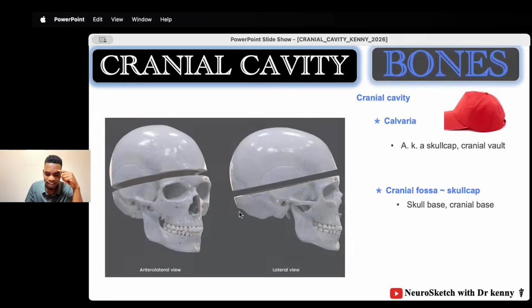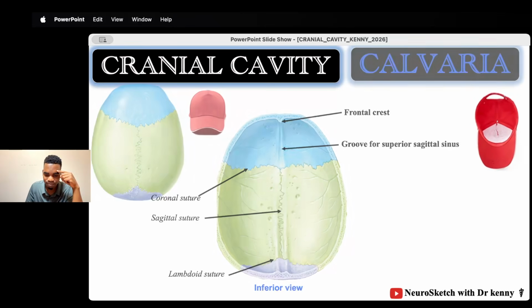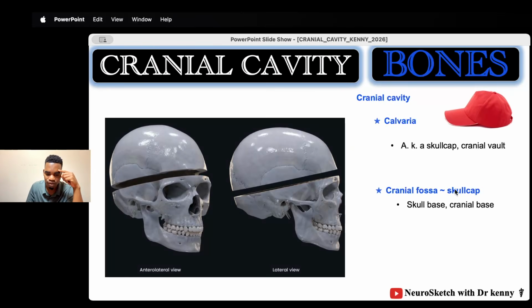All right, excuse me, I forgot to do this one. This is not the skull cap, this is the skull cap. This one, the calvaria, the skull cap. You can always delete that in your mind.